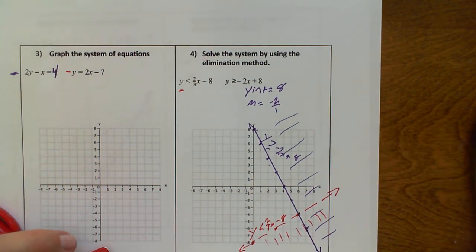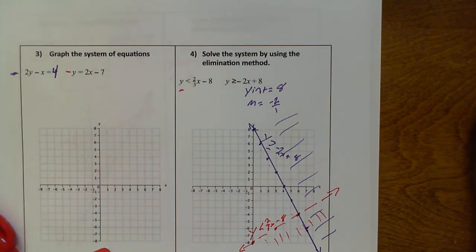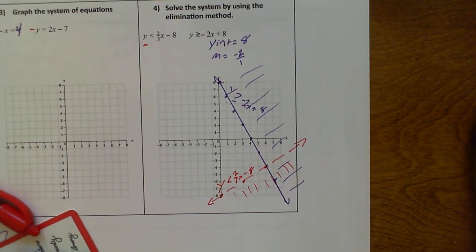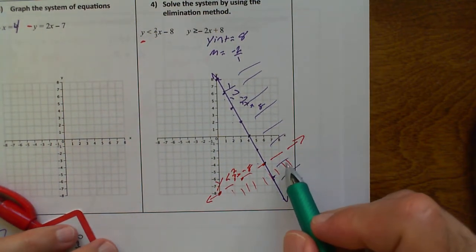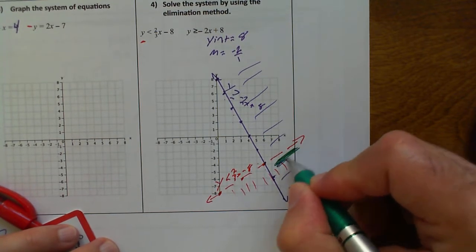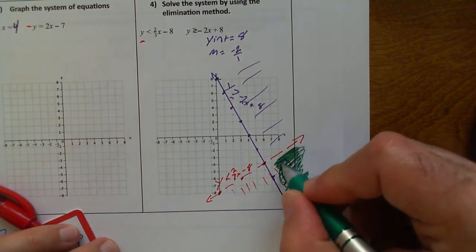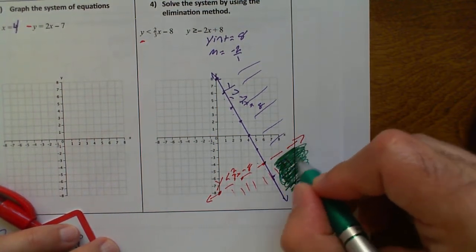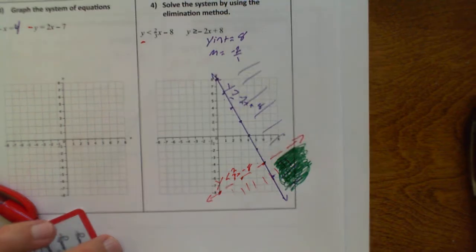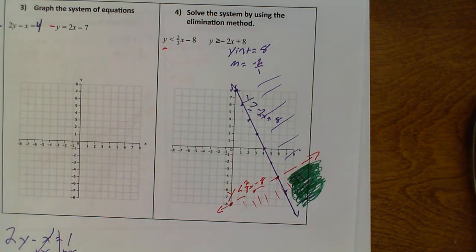Okay, now, where is my answer? Where do you see both purple and red shading? Well, right here, in this section right here is purple and red. So I'm going to shade it really good. Make sure you shade it dark so I know that this is your answer. I'm shading it green. And then that will be your answer right there. And that's it. There's your test.